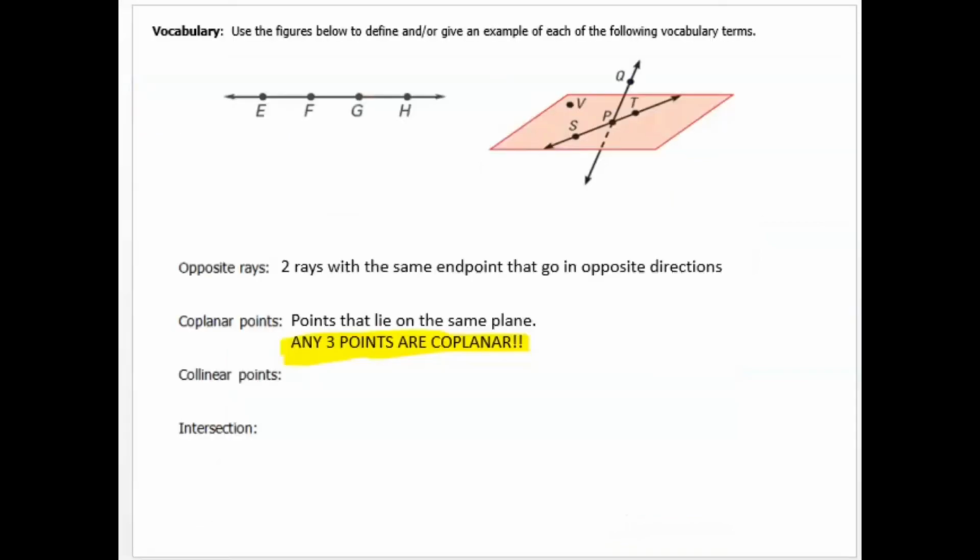Collinear points. So collinear points lie on the same line. So that's pretty intuitive. And collinear points, you could have any number of points, but any 2 points are collinear. So if you connect any 2 points in space, any 2 points at all, they're going to have a line that connects them. So any 2 points are collinear, any 3 points are coplanar.